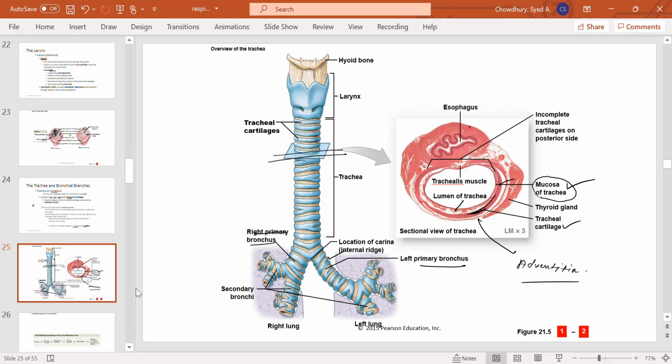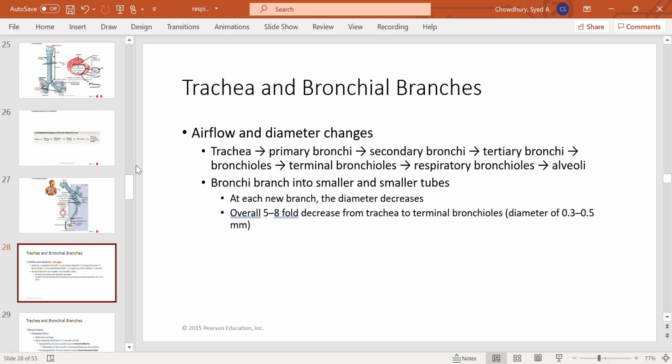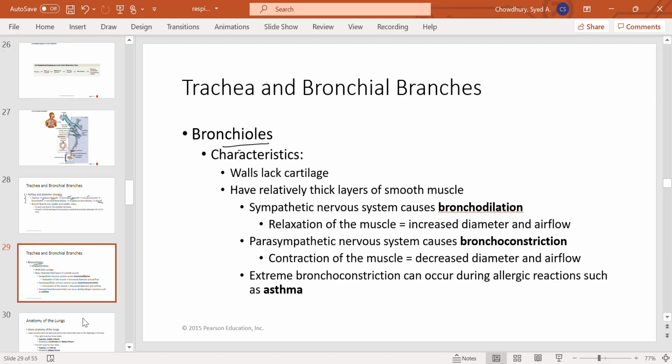Okay, so those are three layers in the wall. Now, how the air flows from the trachea to the alveoli. We already talked about these branches, right? Bronchioles are the branches of the respiratory tract inside the lung. As you go downwards, more and more branches are formed, and the diameter gets smaller, right?